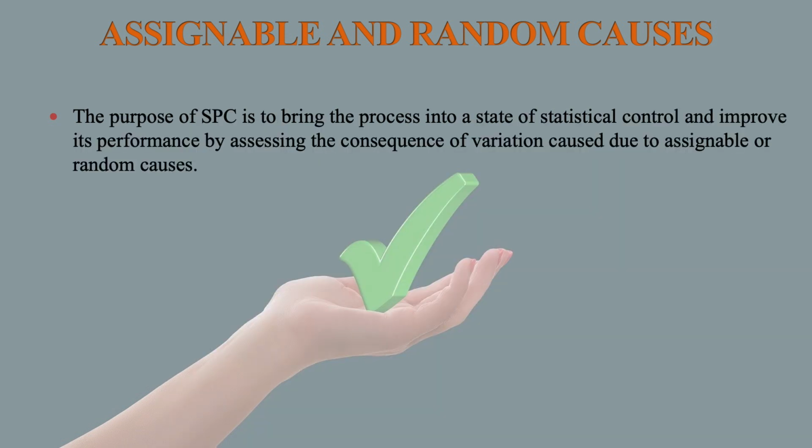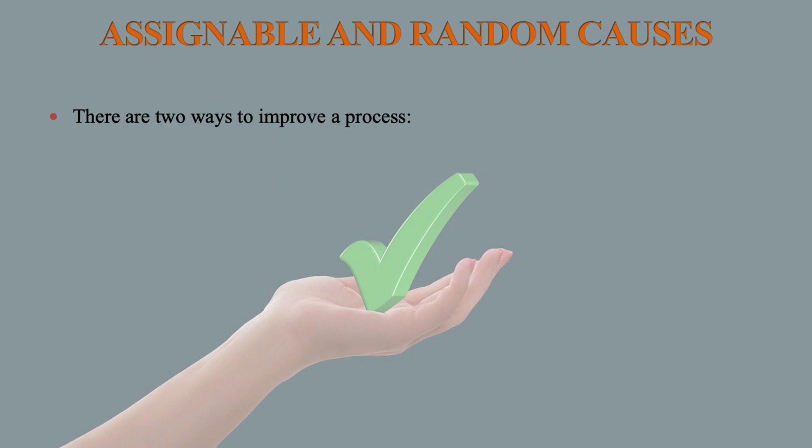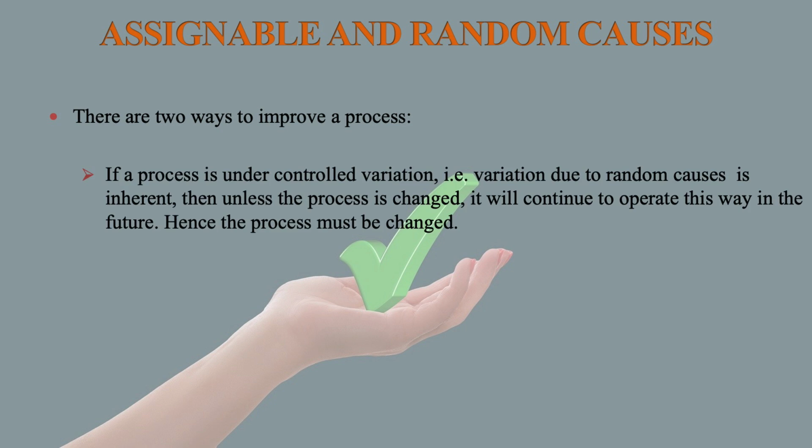The purpose of statistical process control is to bring the process into a state of statistical control and improve its performance by assessing the consequence of variation caused due to assignable or random causes. There are two ways to improve a process. Number one, if a process is under control, variation, that is, variation due to random causes, is inherent. Then, unless the process is changed, it will continue to operate this way in the future. Hence, the process must be changed.